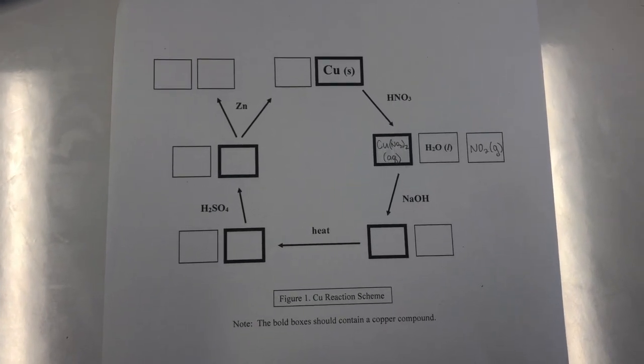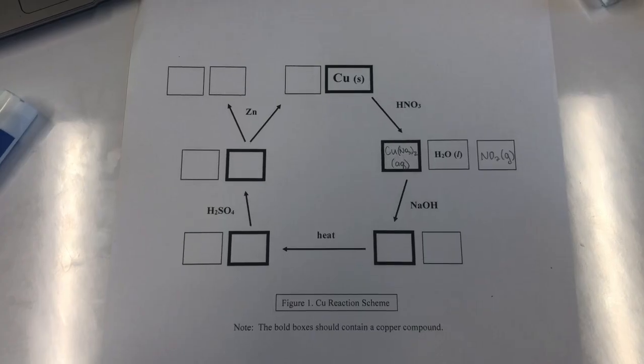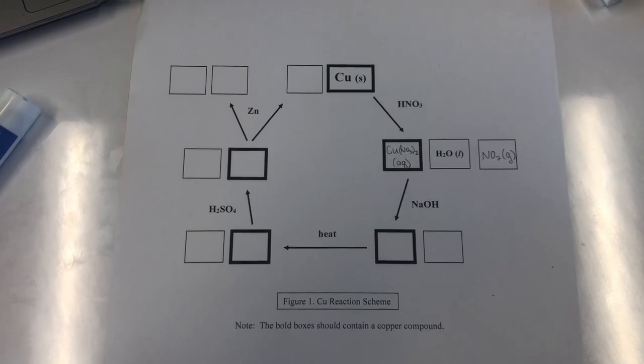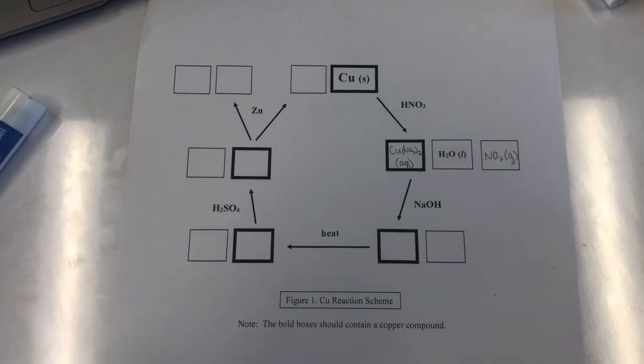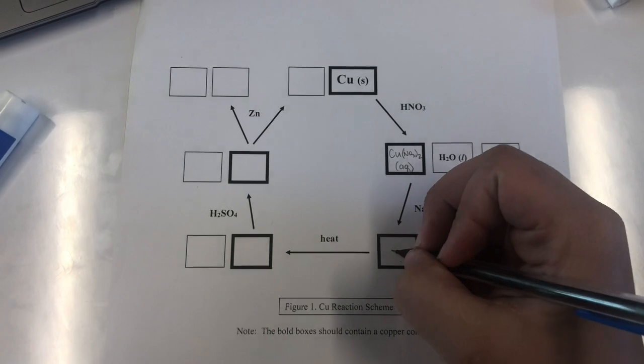The next step involved adding sodium hydroxide to the copper 2 nitrate. Adding the sodium hydroxide to the copper 2 nitrate resulted in copper 2 hydroxide.